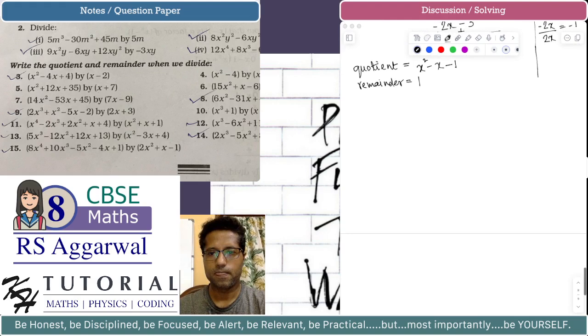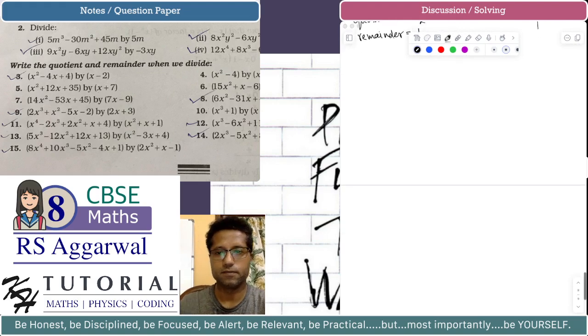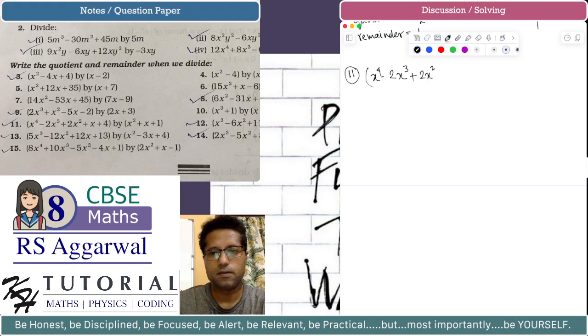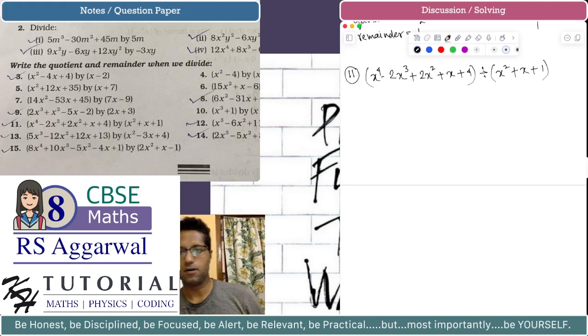Let's do the next problem, which is 11. The dividend is x to the power 4 minus 2x cube plus 2x square plus x plus 4, and the divisor is x square plus x plus 1. In this problem also, all the terms of the dividend and the divisor are already arranged in descending order of their degrees.